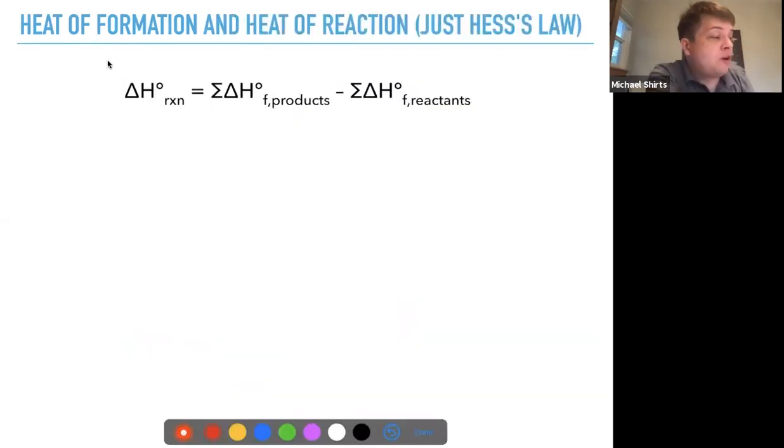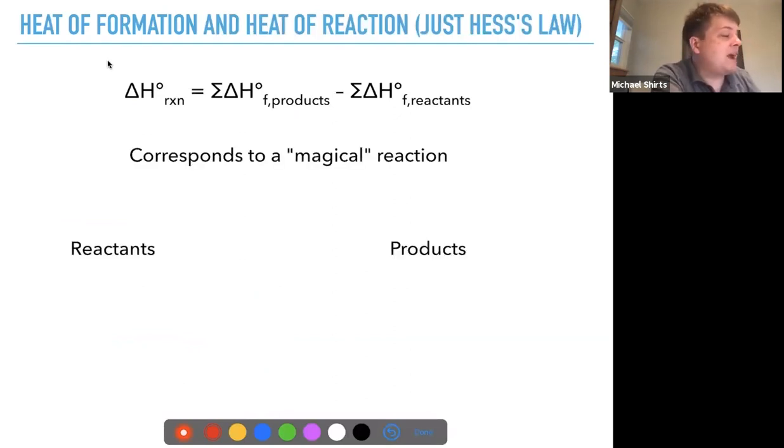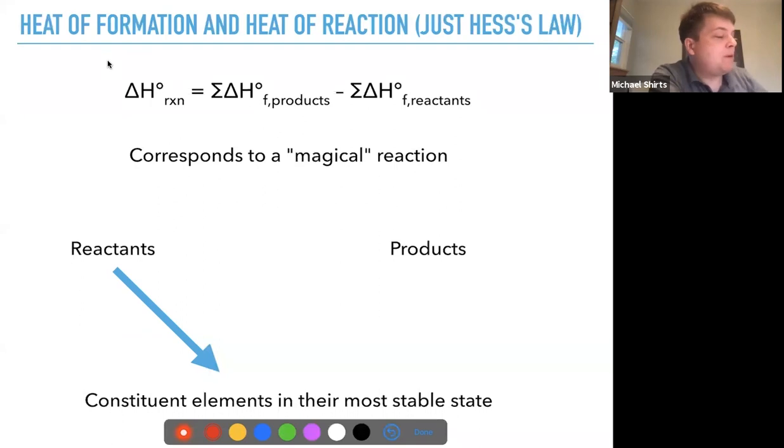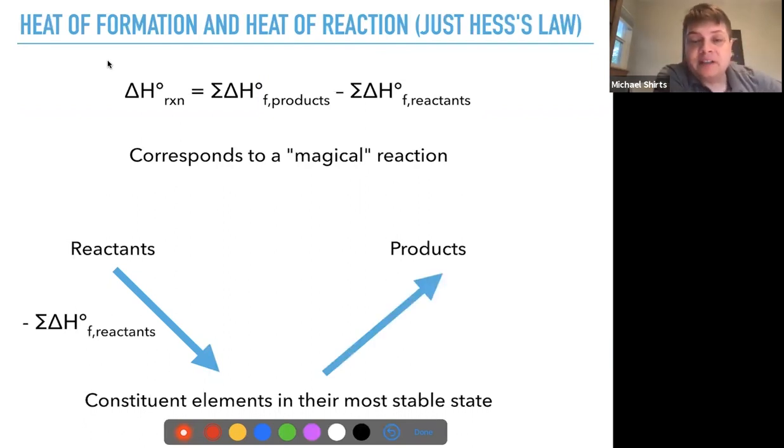So the formula for calculating a heat of reaction using a heat of formation is this. It's the sum of the heats of formation of the products minus the sum of the heats of formation of the reactants. The final ones minus the initial. But really, this is just Hess's law with a special set of reactions. This magical reaction where we take the reactants and rip them apart into their constituent elements in their most stable state, and then combine them, and so that would be minus the heats of formation, because we're tearing apart all the reactants, and then we're reassembling them into their products.